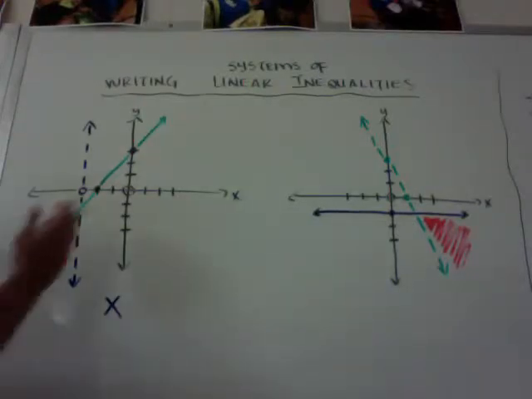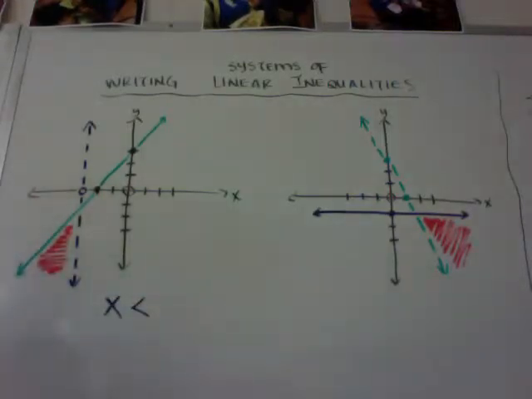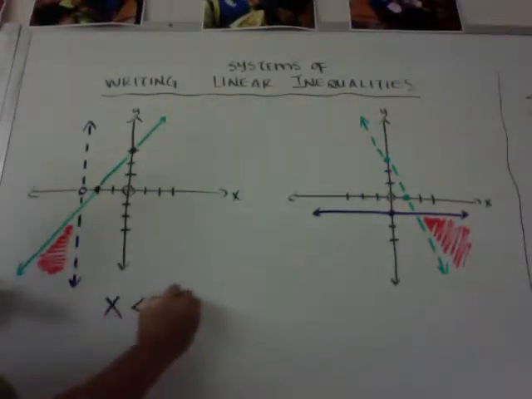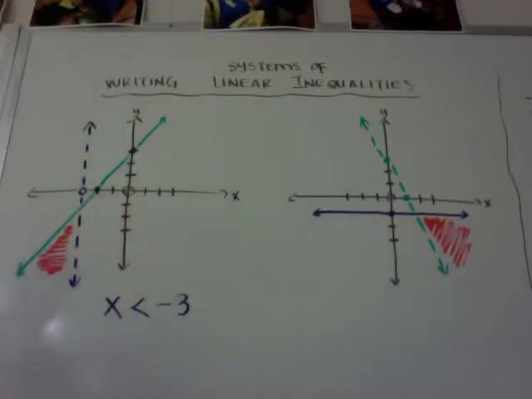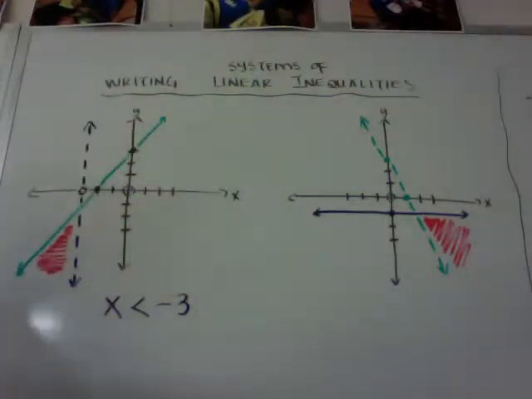I'm shading to the left of the purple and it's dashed. Left and dashed means less than. And I can see it's at -3. So that's the first one. The green one, I can see it's shading below and it's a solid line. So already I know it's going to be y is less than or equal to.